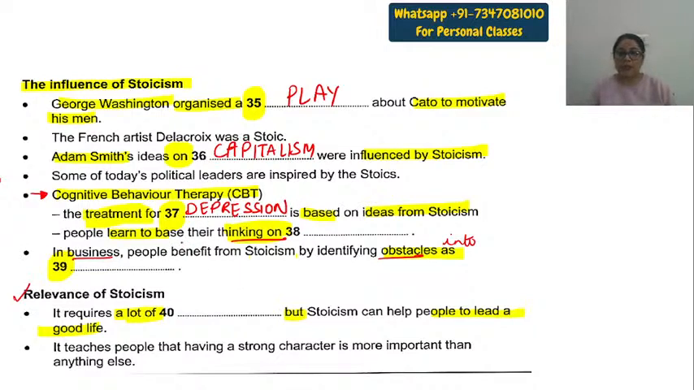People learn to base their thinking on logic. Ideas nahi. Logic आएगा. In business, people benefit from stoicism by turning obstacles into opportunity. अपनी रुकावटों को वो एक मौका बना लेते हैं. Opportunity. It requires a lot of की जगह उन्होंने word use करा था considerable practice. बहुत practice की ज़रूरत होती है stoicism को पाना.